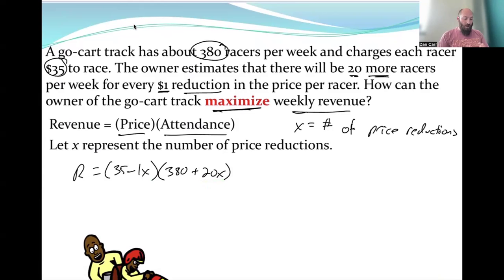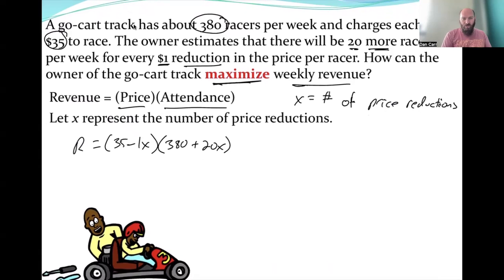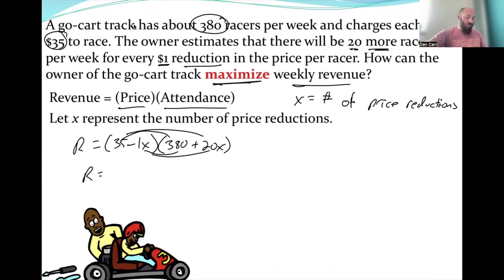What I have is a quadratic. Doesn't quite look like it yet, but I do. So one thing I can do is technically I could go graph this right away and find my maximum revenue if I wanted to. I'm going to go a little bit more algebraic on this one. First thing I'm going to do is distribute here, turn it into standard form. So my revenue is going to equal 35 times 380, which comes out to 13,300. And then we have 35 times 20x, which gets me 700x, then -1 times the 380, so that's negative 380x, and then -1x times a positive 20x, which is a negative 20x squared.